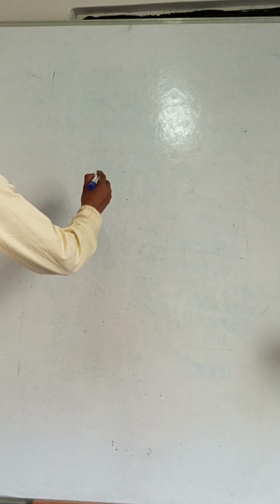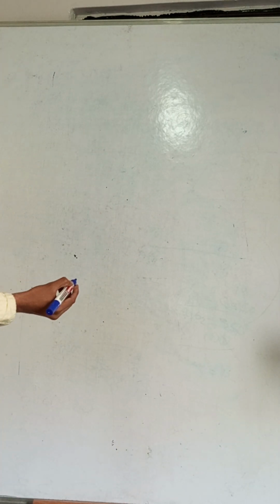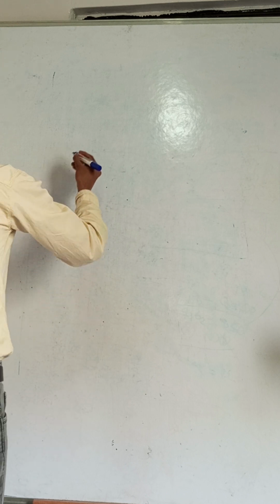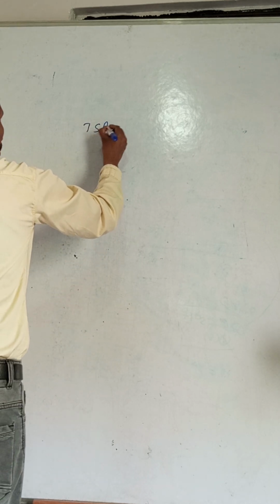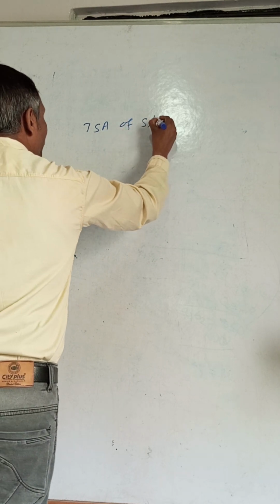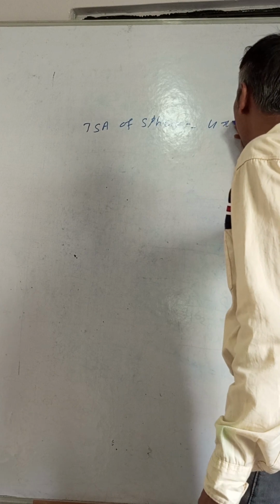Next question, it is given the surface area of a sphere. What is the surface area of a sphere when its radius is r? Radius is r given, so it is asking the formula. So the TSA of a sphere is always given by 4 pi r square.